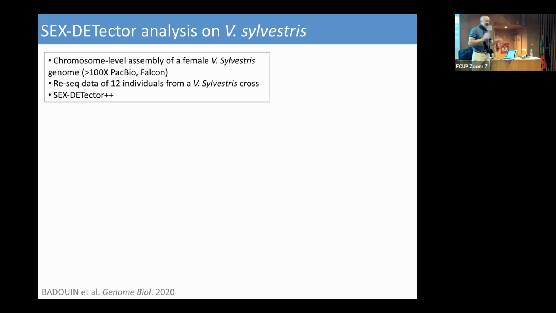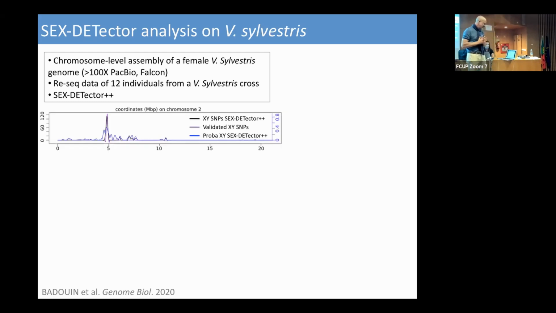And then we obtained a cross of Vitis sylvestris. We sequenced the parents, 5 sons, 5 daughters, using a resequencing approach, so genome data, and we ran SEX-DETector++ on the data. And we actually got very nice results. So this is chromosome 2. And so these are different ways of showing the sex-linked genes. We found a very clear peak here for the sex-linked genes.